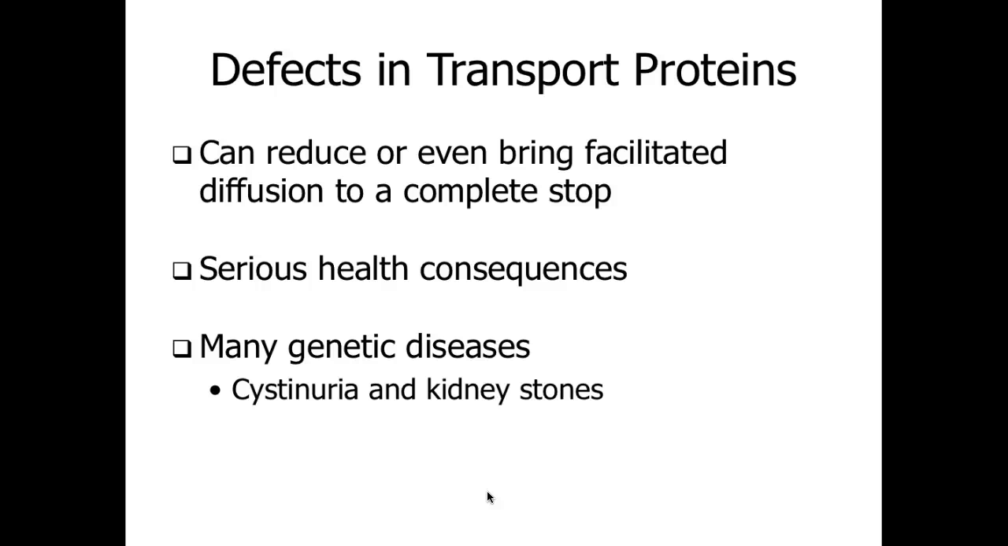And of course, defects in these transport proteins can cause problems. They can cause health issues and even death. Cystinuria is a disorder in which the proteins are not able to move cysteine, which is one of the amino acids, across the barrier. And what happens is you get a buildup of these proteins on the inside of your kidneys, and that is how a kidney stone is formed.